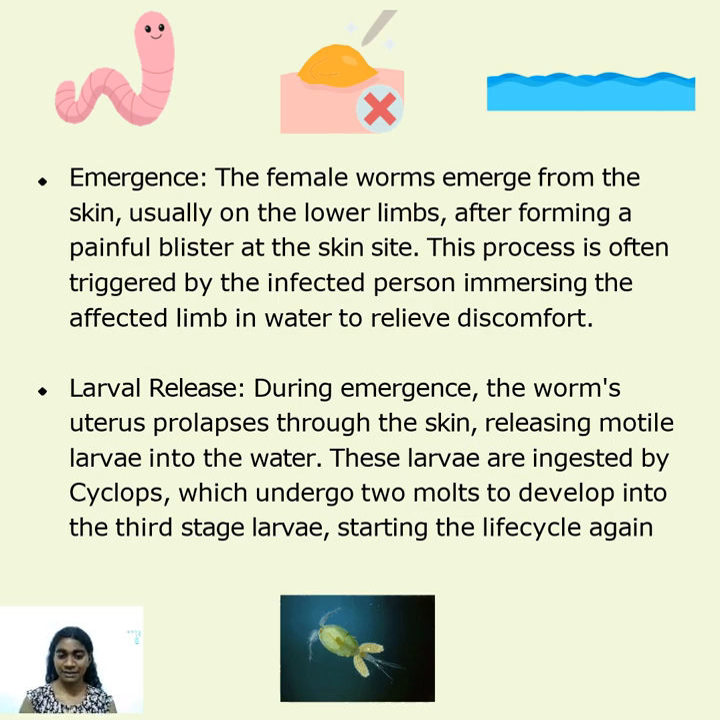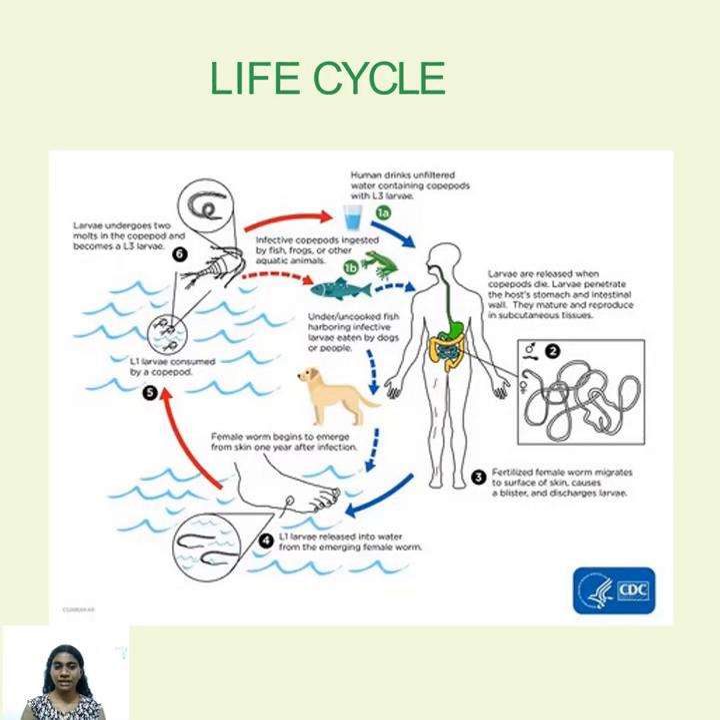So as you can see at the bottom of the slide, I have provided a diagram, so that the aquatic microorganism is actually cyclops, which undergoes two molts to develop into the third stage larva, starting the life cycle again. Now here is a diagrammatic representation of the life cycle.